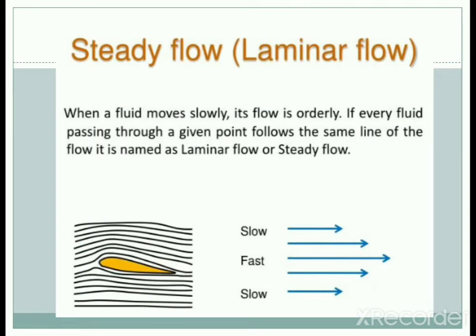Now you see the types of flow. The first type is laminar flow or steady flow. When a fluid moves slowly, its flow is orderly. If every fluid passing through a given point follows the same line of flow, it is named laminar flow or steady flow. Laminar flow is also called streamlined flow, which means it is the flow of liquid in which every particle of the liquid moves in the same direction, or we can say they move in parallel direction or in line. So that flow is called streamlined flow, steady flow or laminar flow.